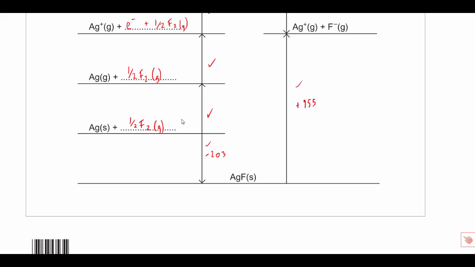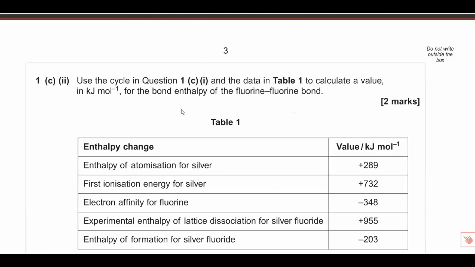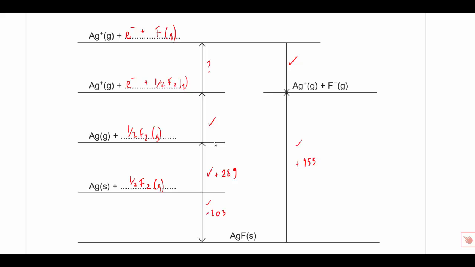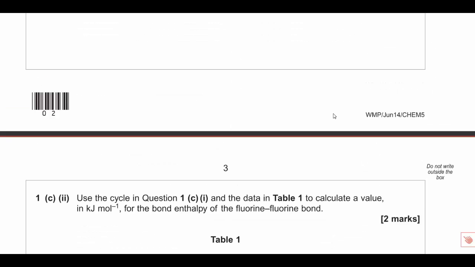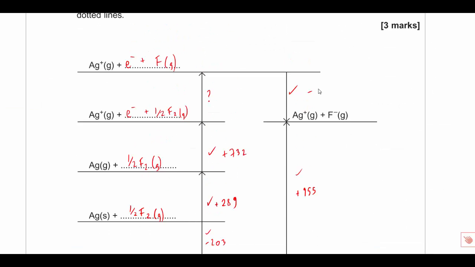Atomization is 289, the process going from there to there. The process of ionizing is plus 732. Now this is going to be a negative change over there. What's it going to be? Negative 348.